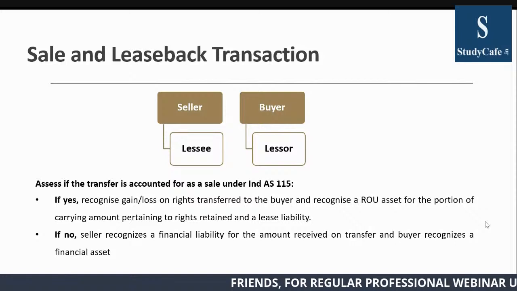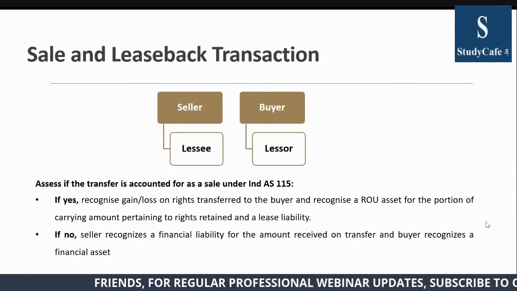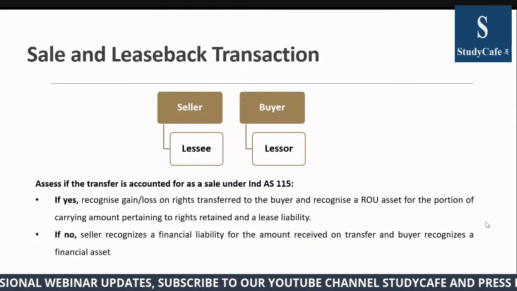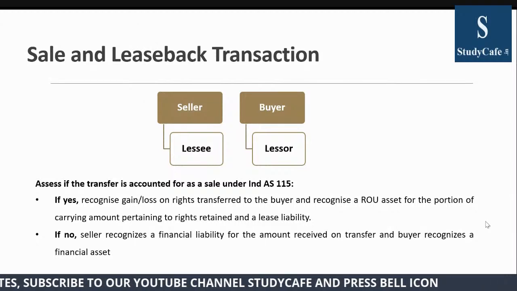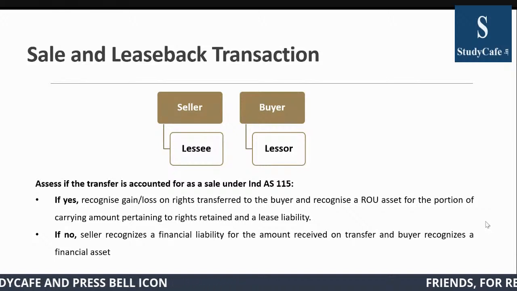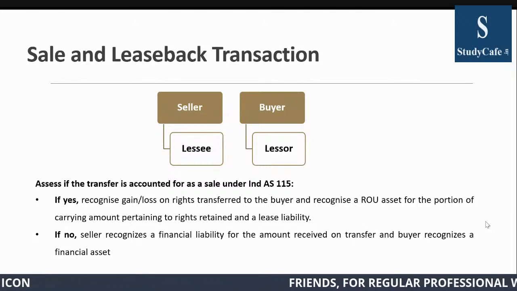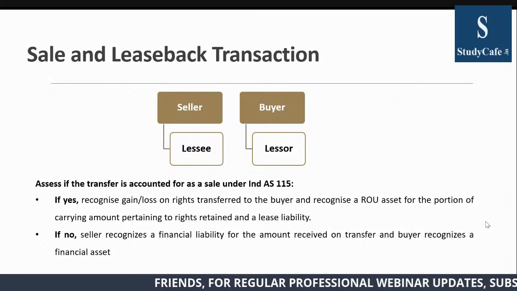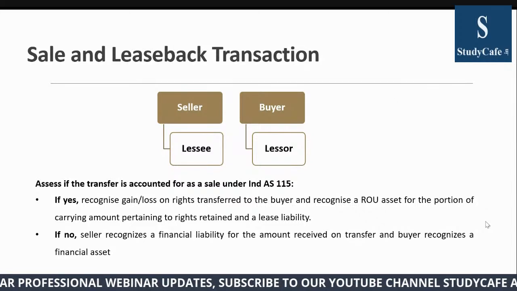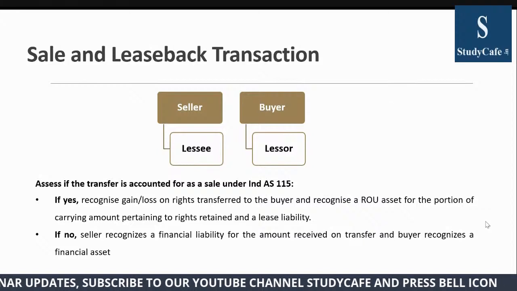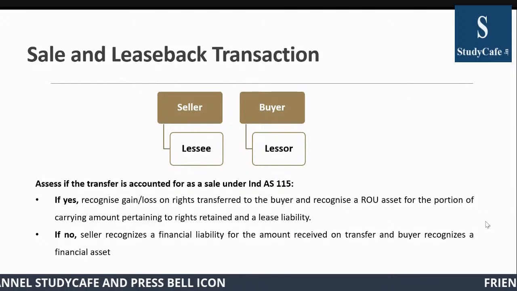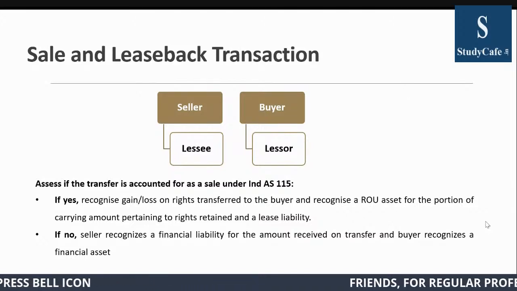In that case, if it qualifies as a sale, the seller, now the lessee, will recognize gain or loss only on the rights transferred to the buyer, and recognize an ROU asset for the portion of the carrying amount pertaining to the rights retained. Right. So basically, if it qualifies as a sale under Ind AS 115, the lessee, which was earlier the seller, will recognize profit or loss in the P&L only for the rights that have been transferred, right?